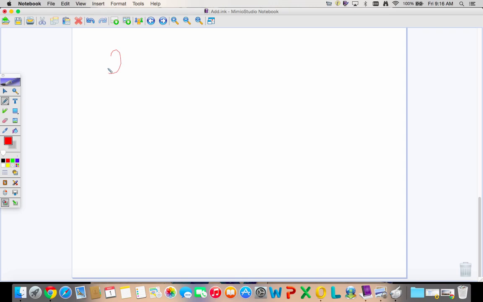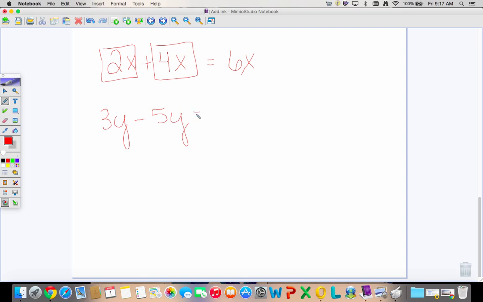Before, if I had a problem that said 2x plus 4x, we would combine our like terms. You had 2x and a 4x, and so that would give us 6x. Same thing if you had a 3y minus a 5y. They're like terms because they both have a y. 3 minus 5 is negative 2, and you're combining like terms, and those are your y's.